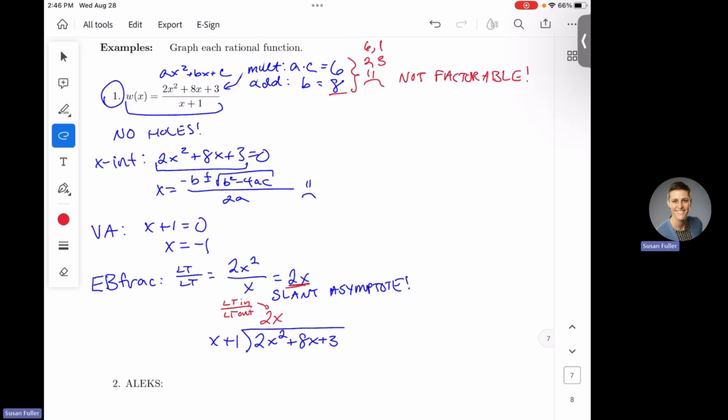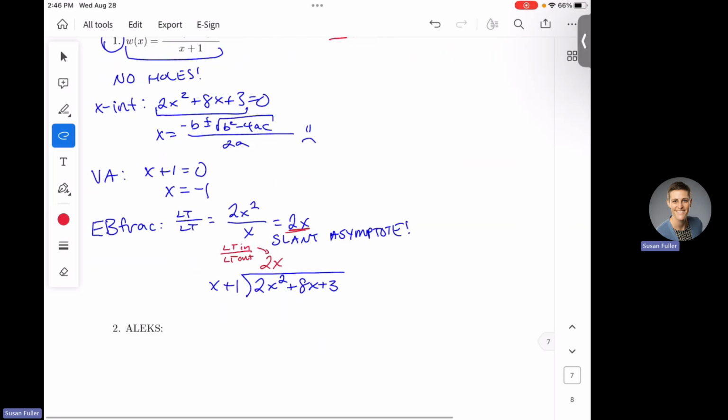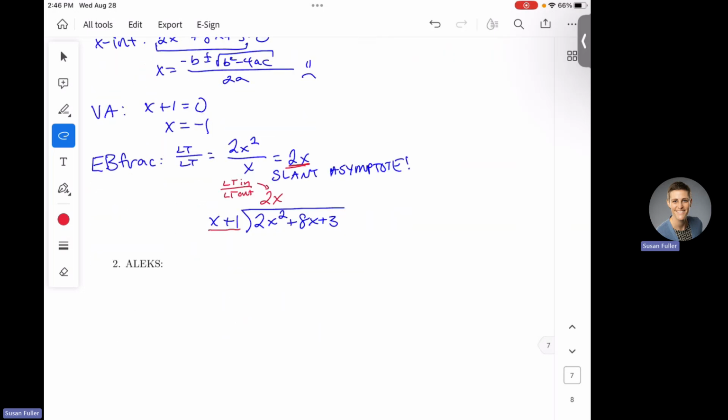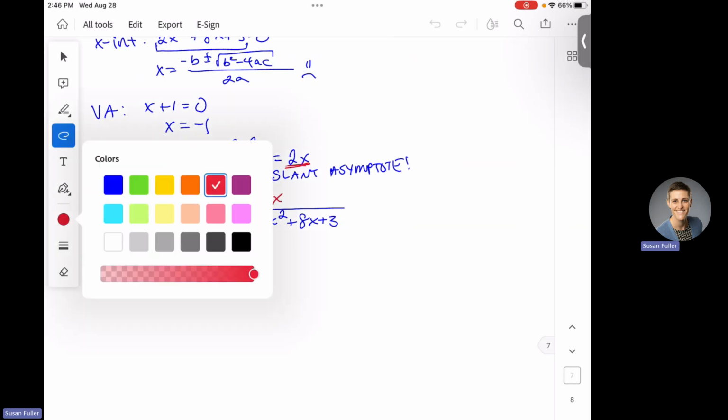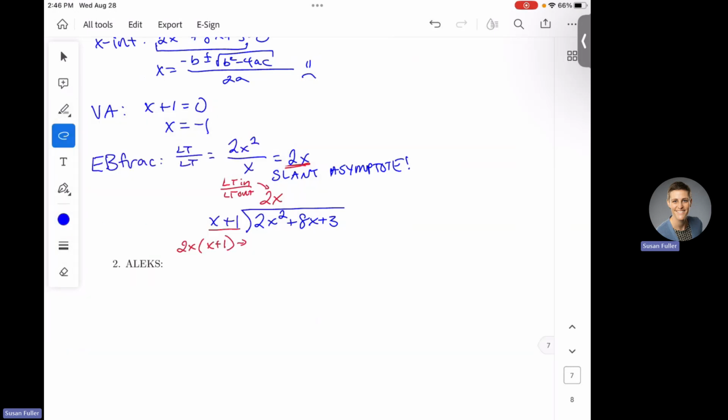So now that I have that, I'm going to take that 2x and I'm going to multiply by my entire divisor. So I'm going to take 2x times x plus 1, and I'm going to put that multiplication down here. 2x times x is 2x squared, so I'm going to put that under my x squareds. 2x times 1 is 2x, so I'm going to put that under my x's. And I'm going to subtract this whole thing.